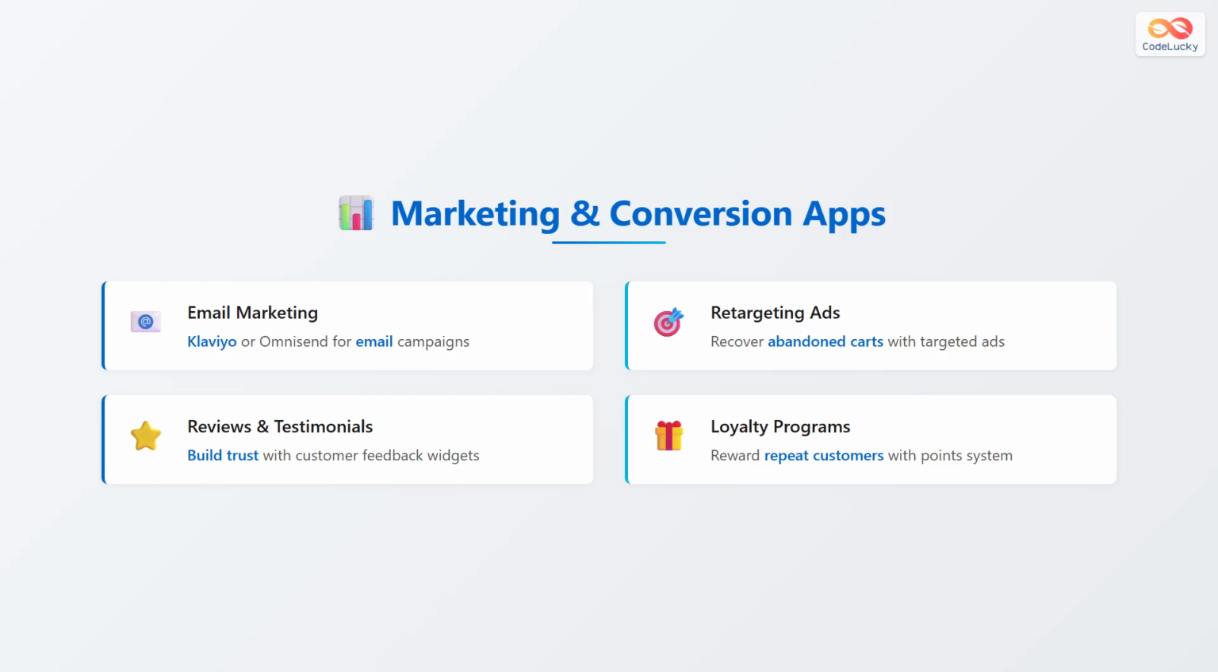Marketing and conversion apps help you reach customers and increase sales. Email marketing tools like Klaviyo and Omnisend let you build relationships through targeted email campaigns. Retargeting ad apps help recover abandoned carts by showing ads to customers who didn't complete their purchase. Reviews and testimonials apps build trust by displaying real customer feedback on your store. Finally, loyalty programs reward your repeat customers, encouraging them to come back and spend more.